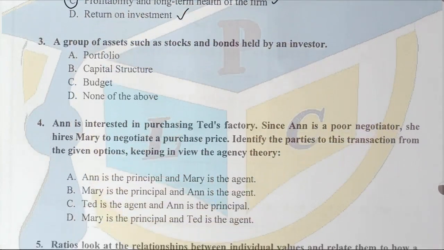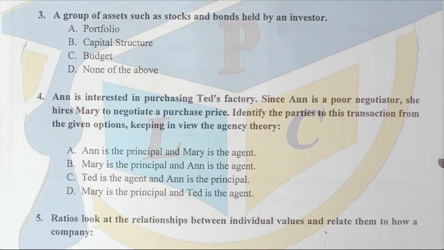Question 3. A group of assets such as stocks and bonds held by an investor is, so here, which of them satisfy the question? A group of assets such as stocks and bonds held by an investor. A, portfolio. B, capital structure. C, budget. D, none of the above.